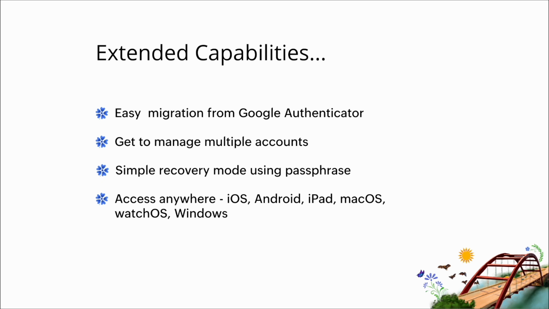So some of the additional capabilities that are part of Zoho's OneNote is you can easily migrate from Google Authenticator. If you are actively using Google Authenticator, we have an option to migrate from Google Auth, and you can manage multiple different accounts from OneNote. And if you have lost access to OneNote, and if you have a passphrase, you can easily recover your OneNote account. And OneNote is widely available for your iOS, Android, iPad, and Windows machines as well.